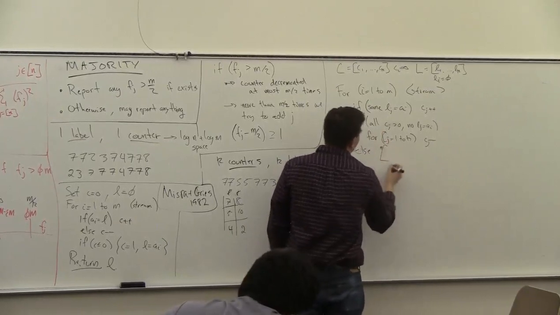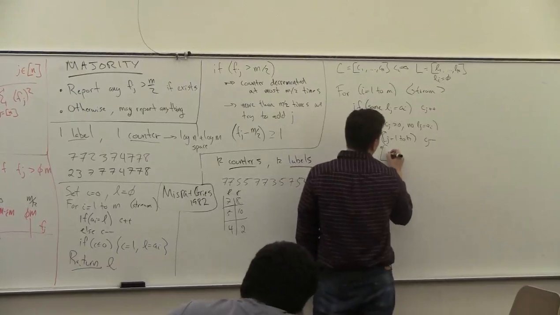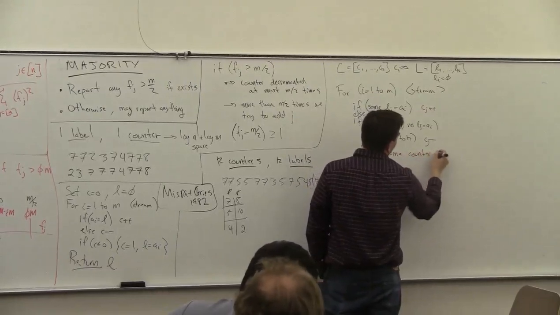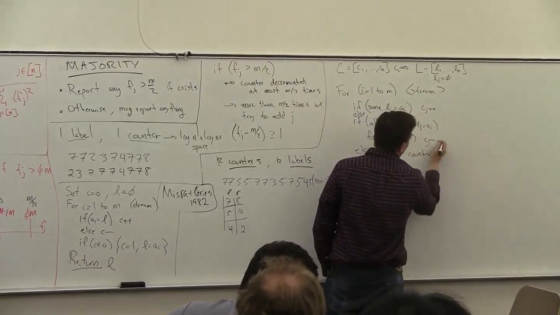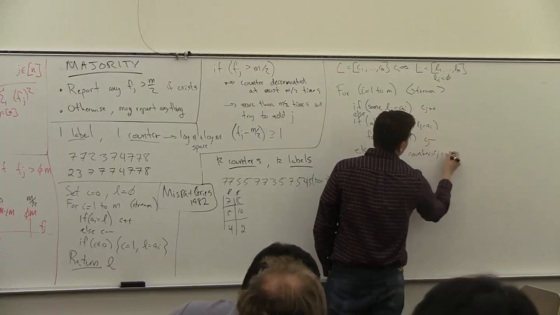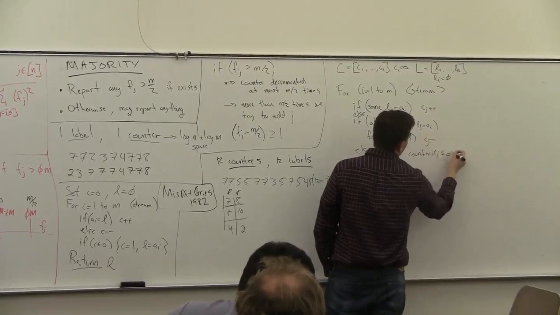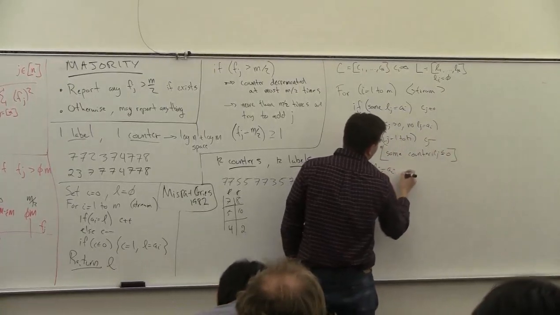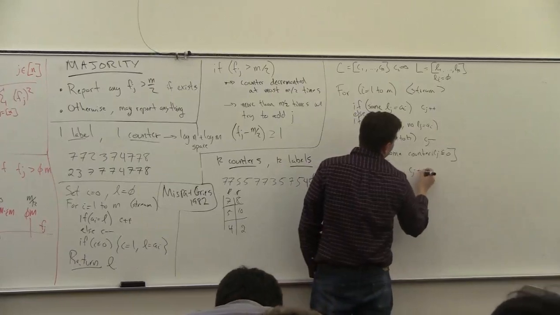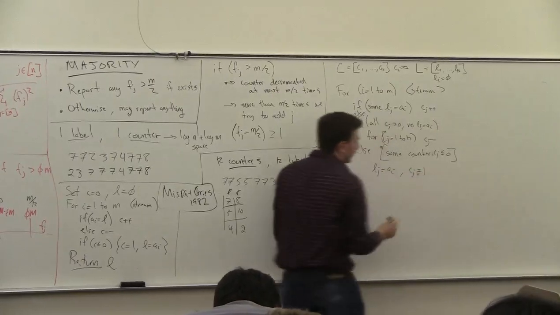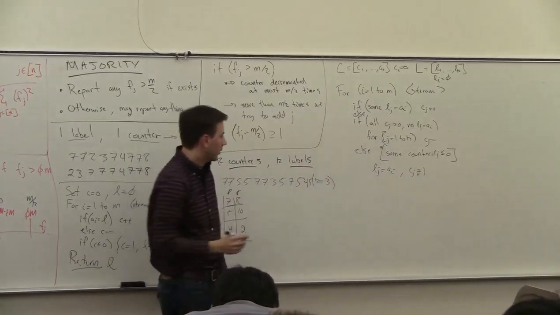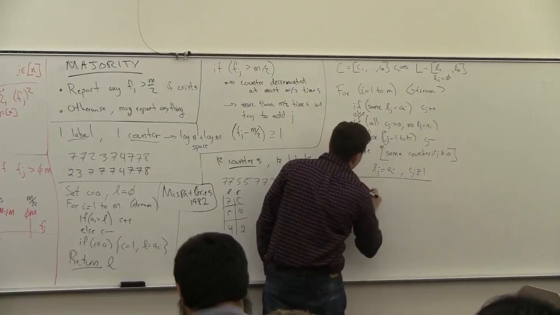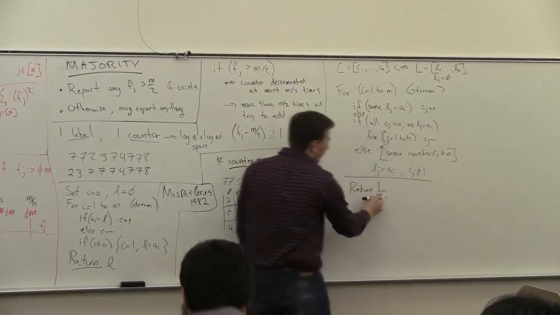So this is the case where some counter CJ is less than or equal to zero. Then we're going to set LJ equals AI and CJ is going to be equal to 1. And then at the end, we're going to return this label of counters out.